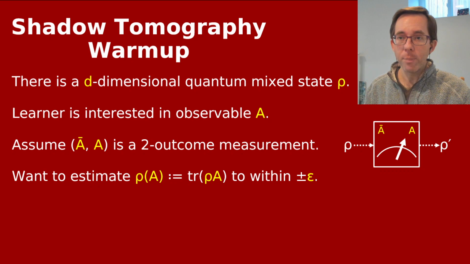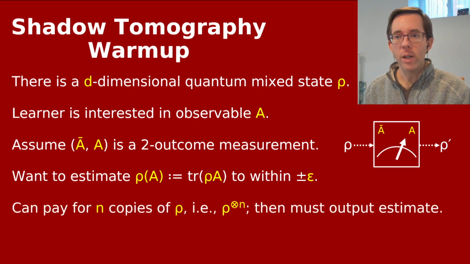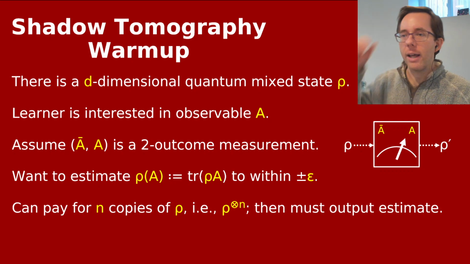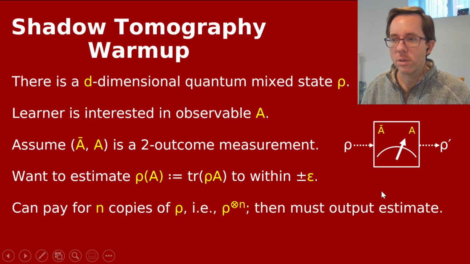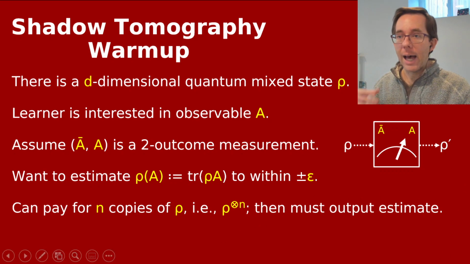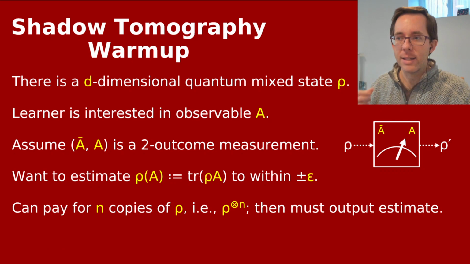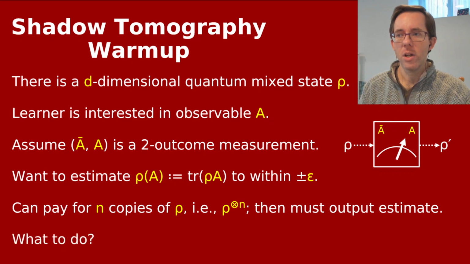And in this warm-up, you want to estimate this quantity to within plus or minus some tolerance epsilon for this observable or measurement A that you know. Again, you can pay for many copies of your quantum probability source, many copies of your state. So you can pay to get n copies of your particles, whose state is rho tensor power n. With these, you can do whatever you want, but you have to estimate this rho of A probability. So what should you do?